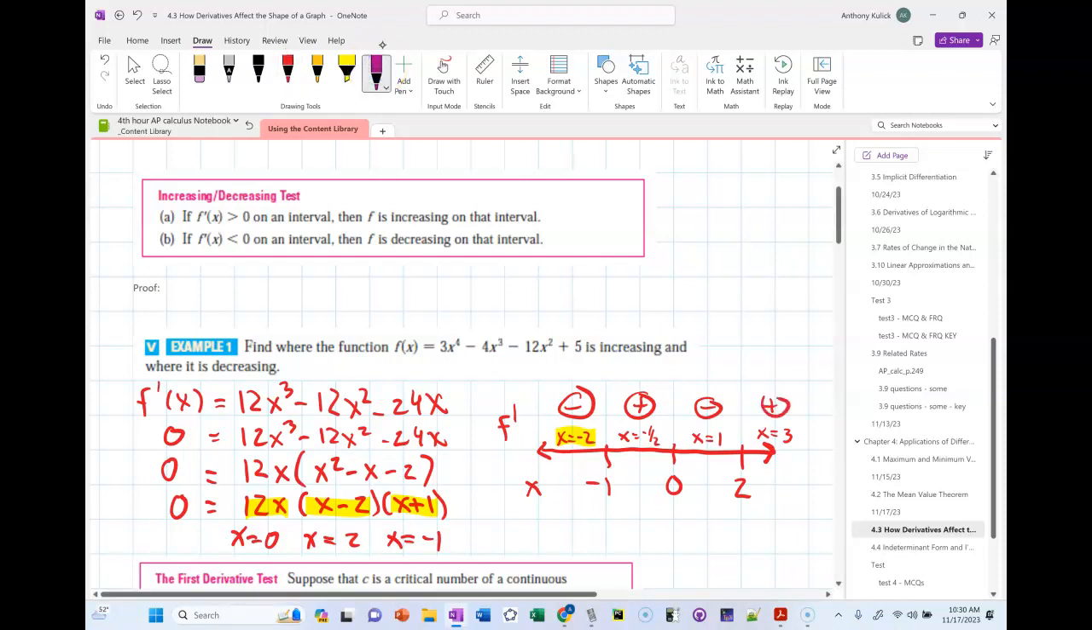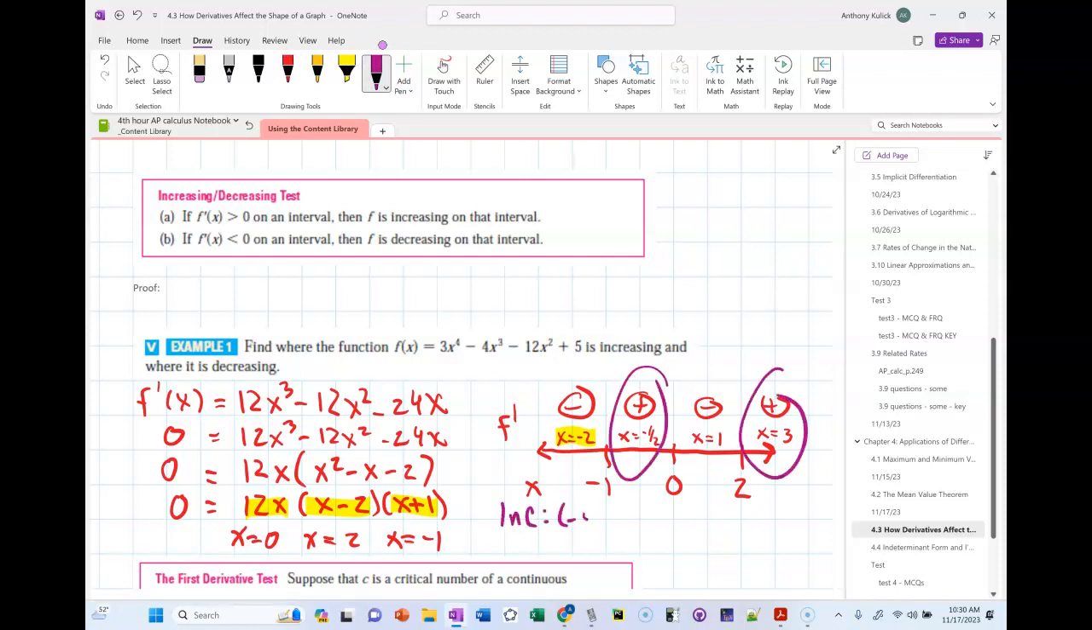So my intervals where we are increasing are going to be these. And the intervals where we're decreasing would be the other, well, let's not circle them because that doesn't tell us anything, are the ones that are remaining.